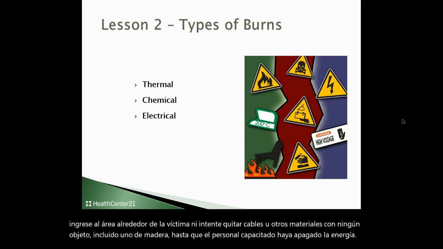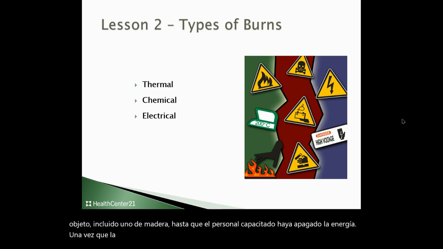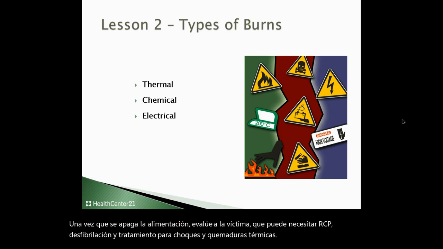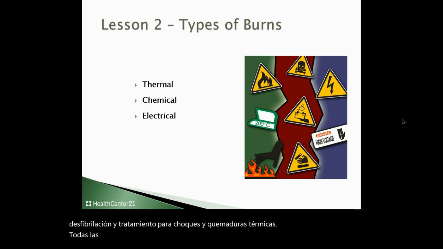Once the power is off, assess the victim, who may need CPR, defibrillation, and treatment for shock and thermal burns. All victims of electric shock require medical assessment because the extent of injury may not be apparent.